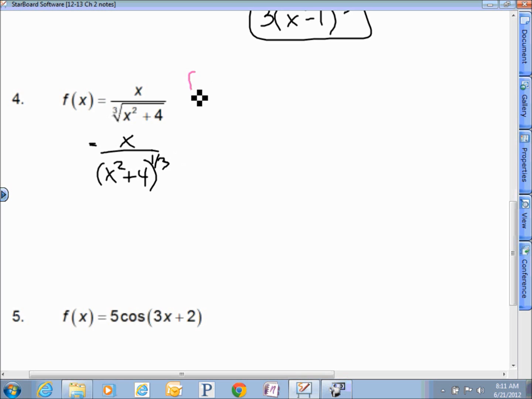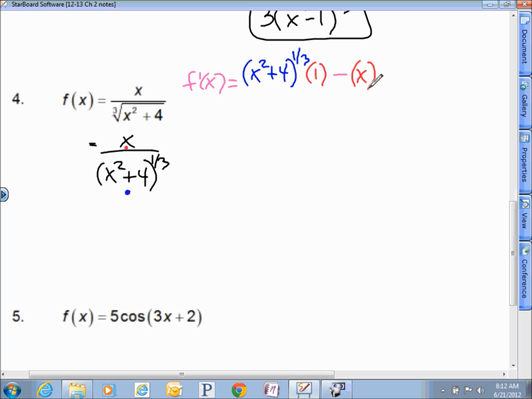So f prime of x. Low x squared. So let's do the red-blue thing that we've done. The numerator is red, the denominator is blue. So we're going to start with low, x squared plus 4 to the 1/3, times the derivative of the top, d high, which would be 1, less the high function, which is the x.